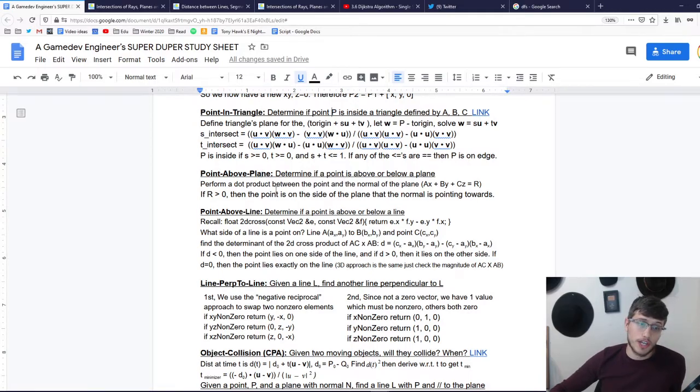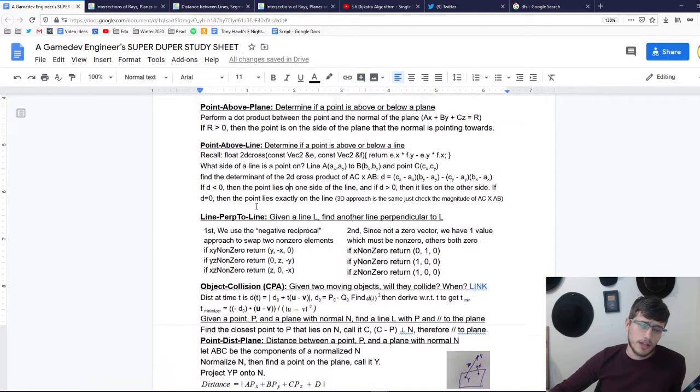Okay, and so in order to do that, you just perform a dot product between the point and the normal of the plane. And that's it. Basically, if that result is greater than 0, then the point is on one side of the plane. In particular, it's the side of the plane that the normal is pointing towards. Fun fact, if you will.